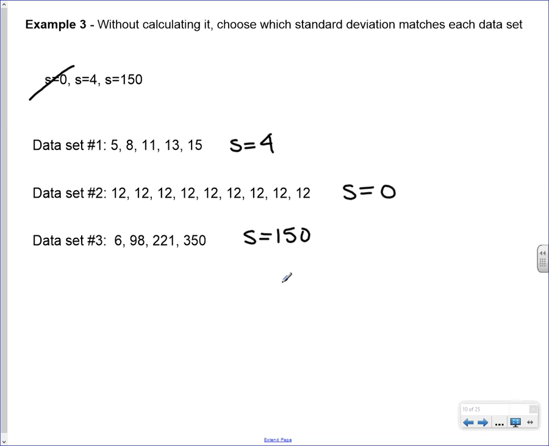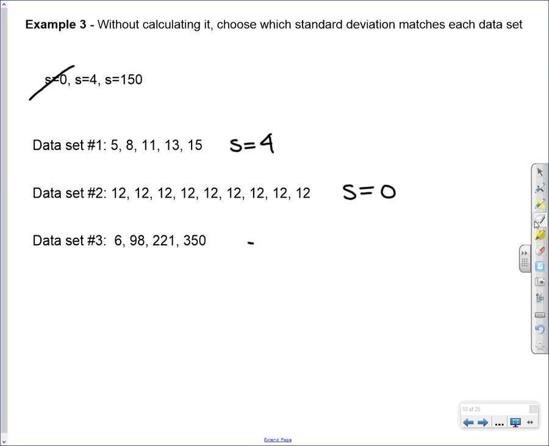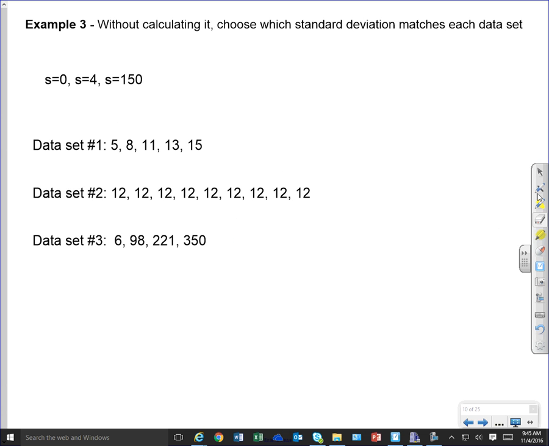Okay, now sometimes that formula can be a little scary, okay? So what we're going to do first is just look at thinking of standard deviation, just the concept of it, okay? So before we even learn how to calculate it, let's just see if we can figure out what standard deviation is telling us, okay? So I've got these three different standard deviations here, 0, 4, and 150. And I want to see if we can match them to which data set they might represent. Okay, so without calculating it.